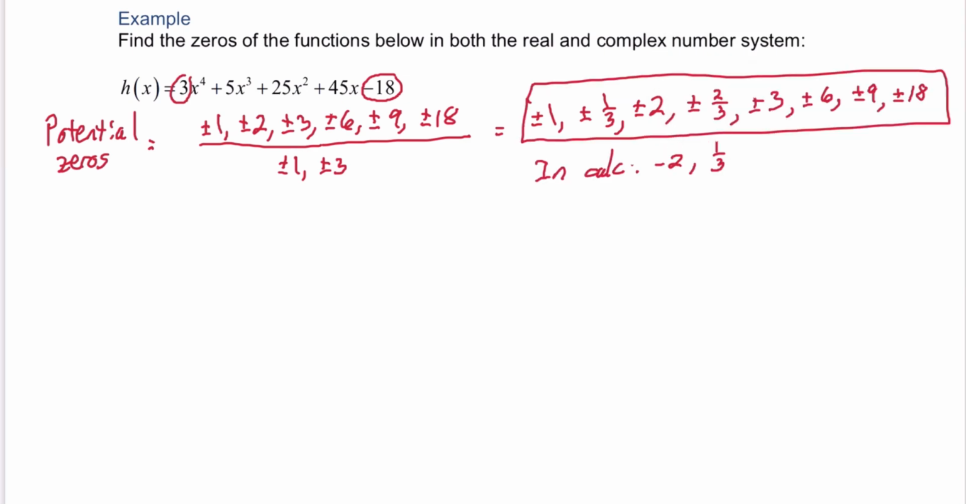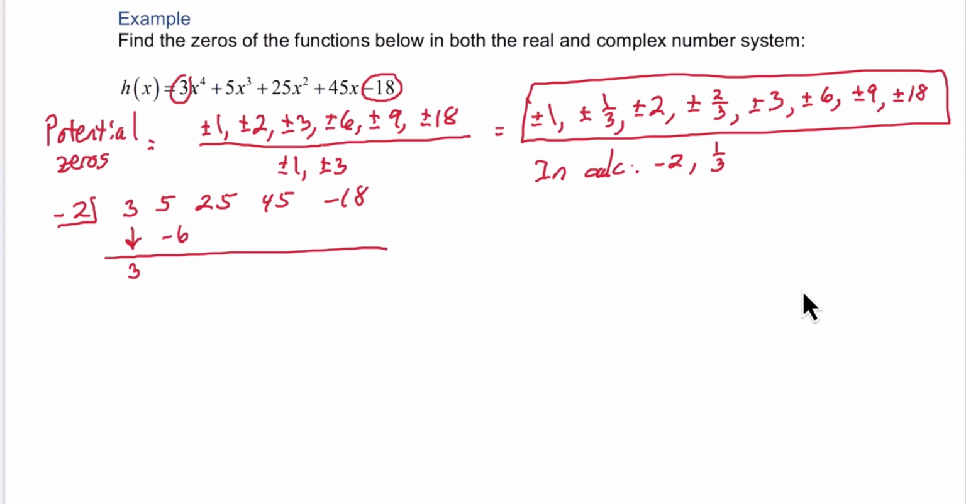Choose one of those two numbers that we found in the calculator. I'll start with -2 and put it in the box. Then we need to list the coefficients of H. Then we use synthetic division. Drop down that 3. -2 times 3 is -6. Add, we get -1. -2 times -1 is 2. Add, we get 27. -2 times 27 is -54. Add, we get -9. -2 times -9 is 18. And we get a 0 remainder, which is what we wanted.